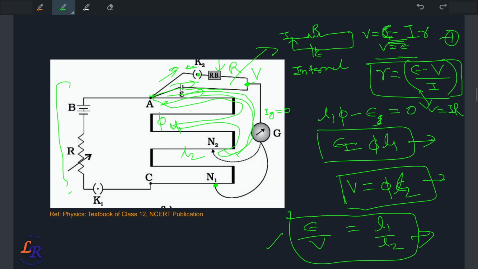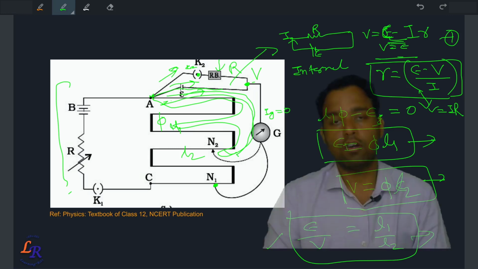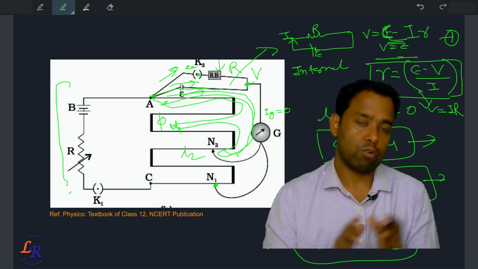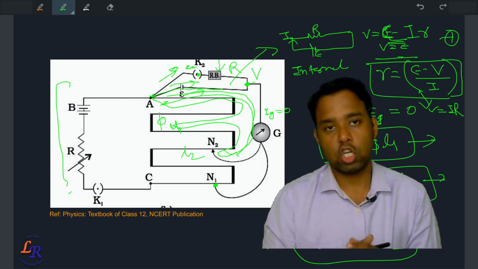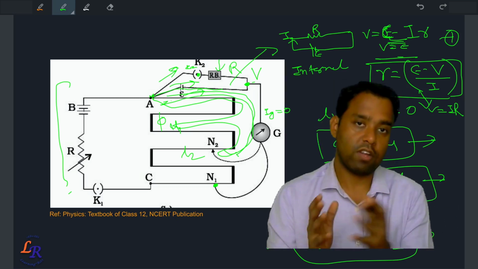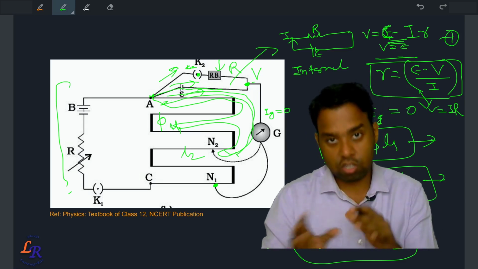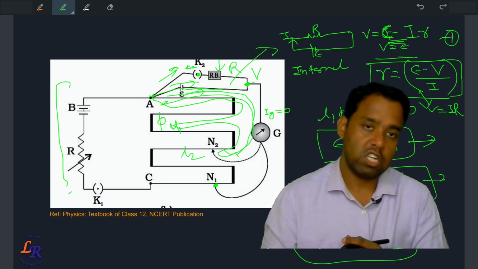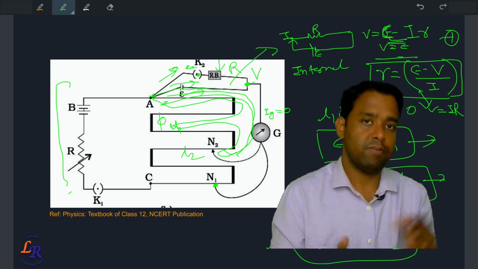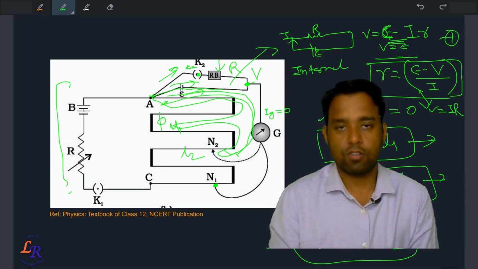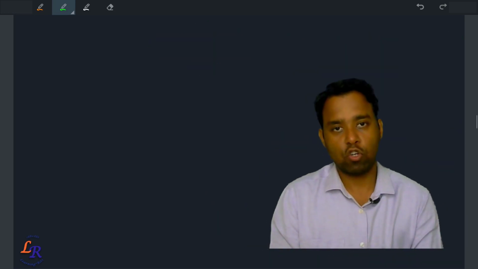So this is a very good concept where you can understand the potentiometer and how you can utilize Kirchhoff's law to find even the EMFs of unknown cells or the internal resistance of unknown cells, using this conceptual theory and the proper arrangement of the device and the circuit. So this is all about the potentiometer.